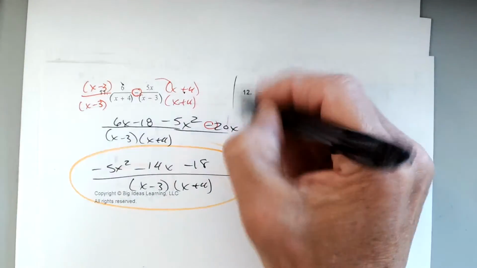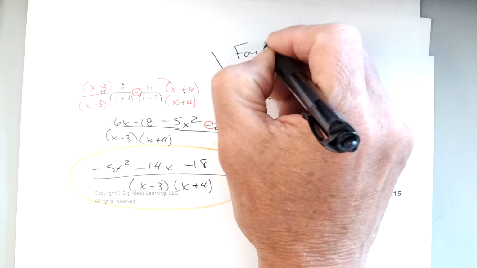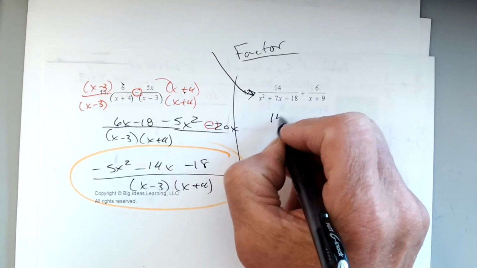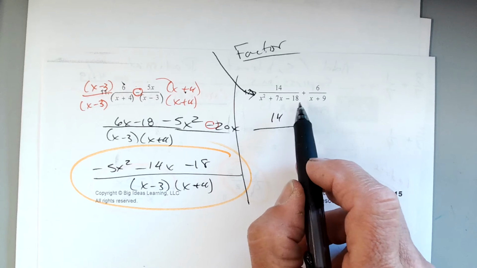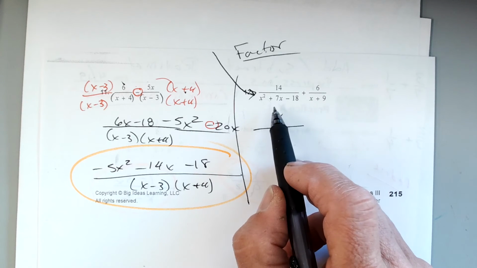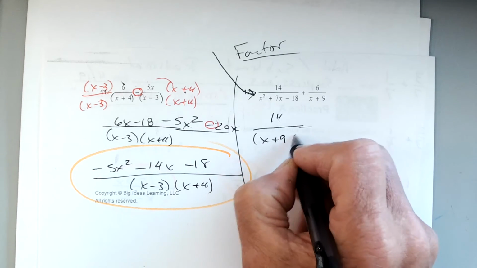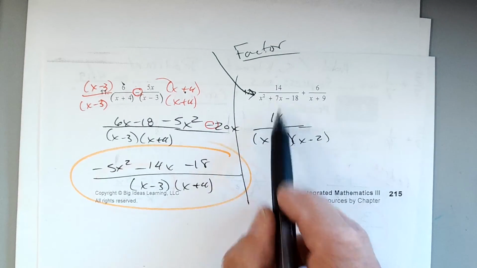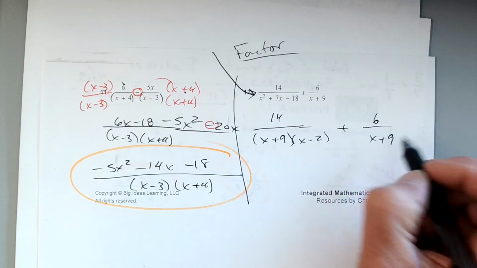Okay, so in 12, if I factor this one, it might really help. Might make it easier if I factor this. So I'm going to go 14 over, and it'll factor into 9 and 2. 9 times 2 makes 18, and I can make a 7. So if I go x plus 9, x minus 2, I'll get the negative 18 when I multiply and the positive 7 over a 6 over an x plus 9. Okay? How am I doing?